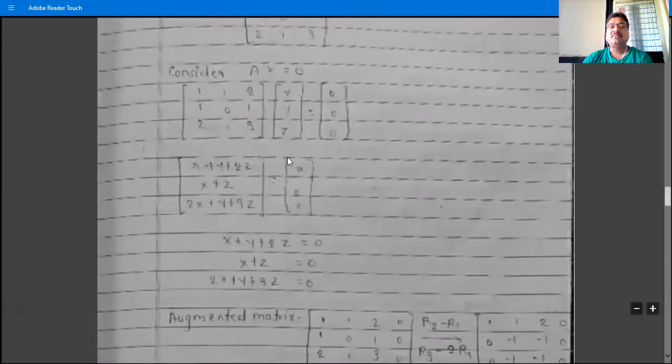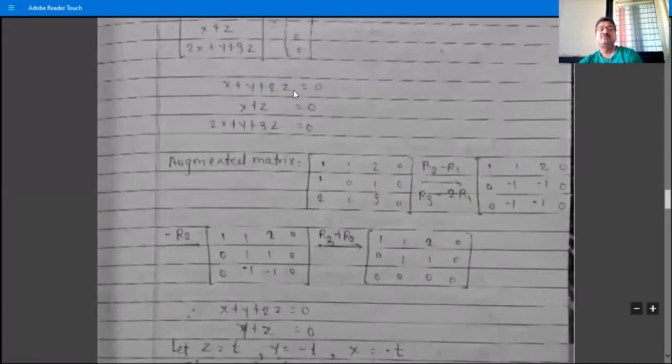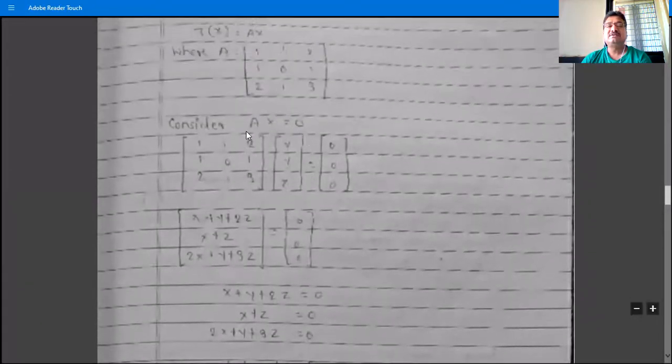Then we have x + y + 2z. Multiplying these two matrices, we have this column matrix. Comparing LHS and RHS, we have x + y + 2z = 0, x + z = 0, and 2x + y + 3z = 0. And this is the system Ax = 0.